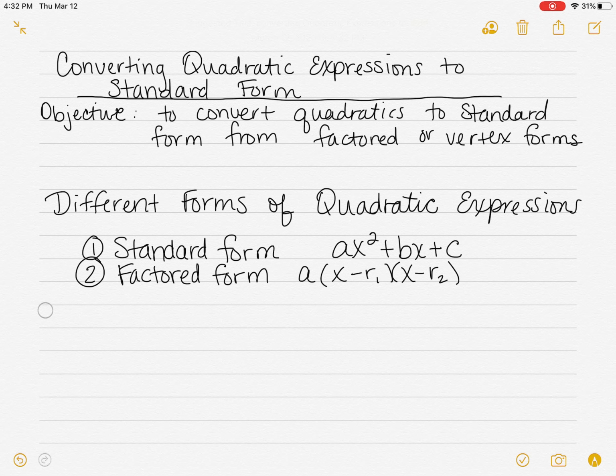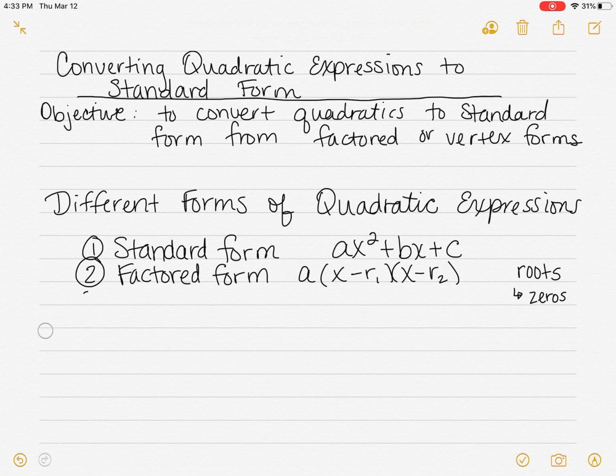When we write factored form, it looks like a times x minus r1 times x minus r2. They use r because there is another word for zeros or x-intercepts, and they call that roots. So if you see the word roots, that just means zeros, which again are your x-intercepts. You can guess that the factored form can show us some really cool things about the quadratic expression if I wanted to graph it.